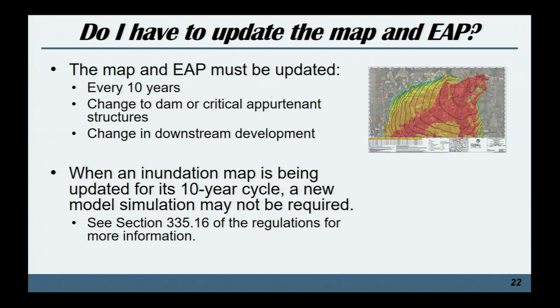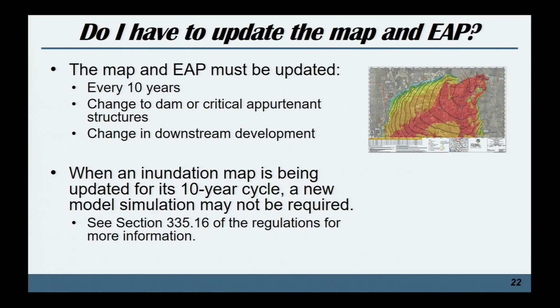Do I have to update the map and EAP? SB 92 included a provision that all maps and EAPs need to be updated at a minimum of every 10 years. And then, of course, at any time there's a change to the dam or critical appurtenant structure or a change in downstream development. We added a section to the regulations for what we think will apply to many dams if there's nothing really changing at your dam and you're just doing a 10-year update.